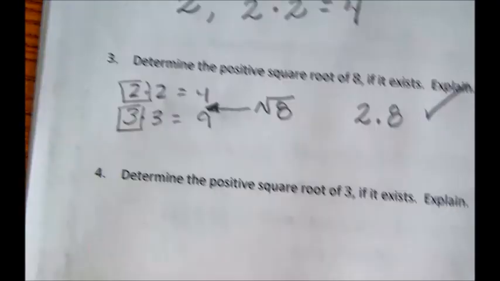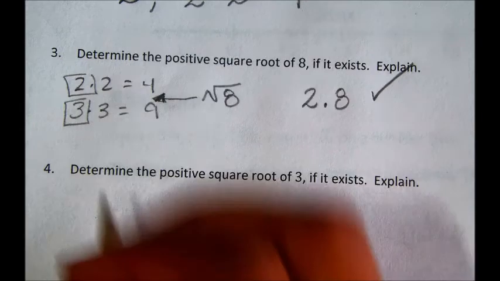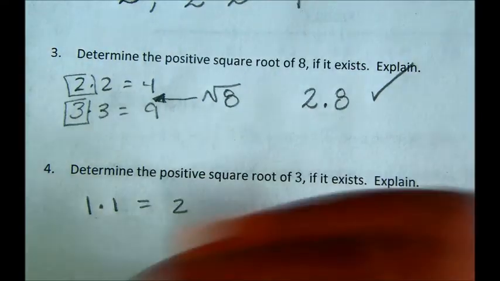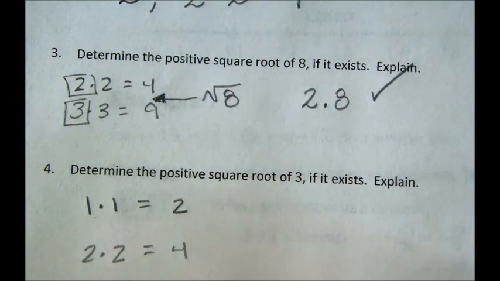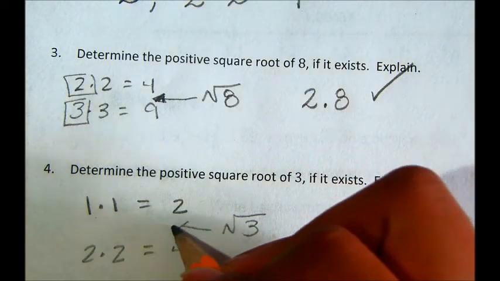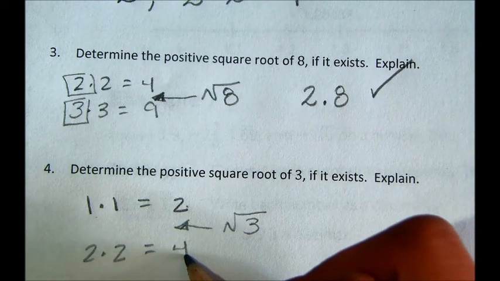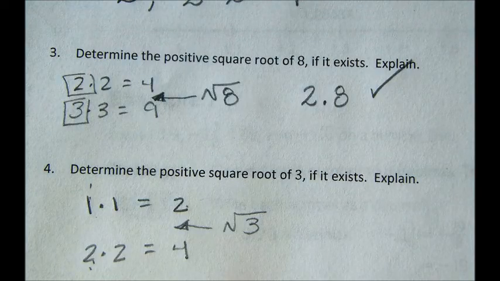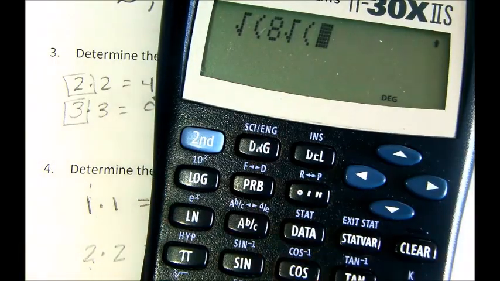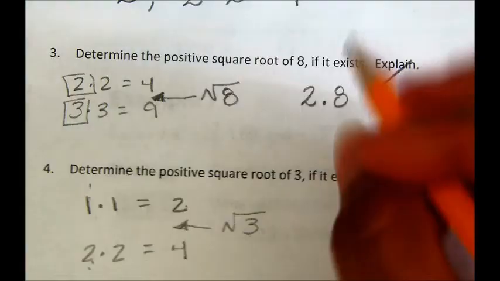Determine the positive square root of 3. Explain your answer just like we did before. Well, I know that 1 times 1 gives me 1, and I know that 2 times 2 gives me 4. I know that the square root of 3 must be in between the square root of 1 and the square root of 4. So that means on a number line, this number will be in between 1 and 2. Let's use our calculator to verify what the square root of 3 would be to the nearest 10th. The square root of 3 is going to be 1 and 7/10.